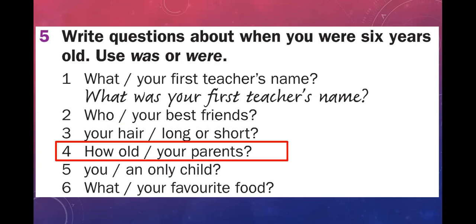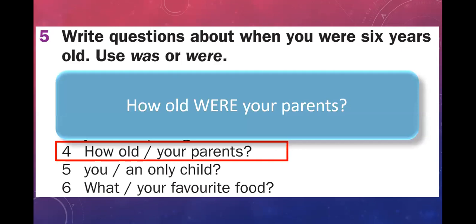How old your parents? How old were your parents? Okay, we have your parents is the subject. This can be represented with they. So we're going to use the form were before they. Or in this case, a specification, your parents, okay, has for its verb were. How old were your parents?